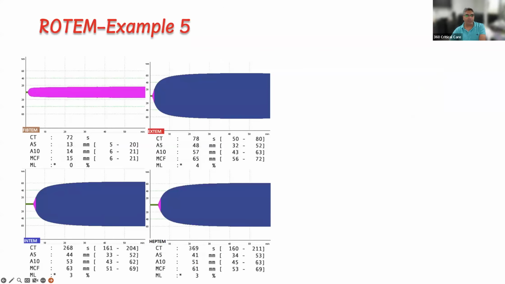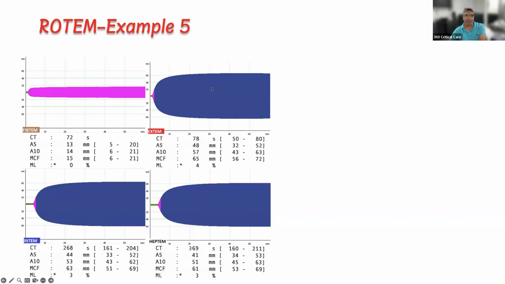Okay. What is this one? This is an important one. Now see this bottom line here. I'll just point out what is there. In the INTEM, the clotting time is 268. In the HEPTEM, the clotting time is 369. Both are prolonged. And in the EXTEM, the clotting time is normal. We talked about this combination already. What is this?